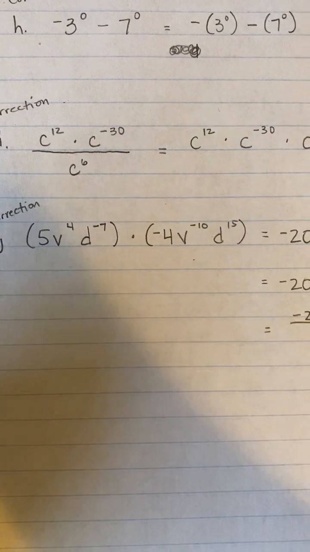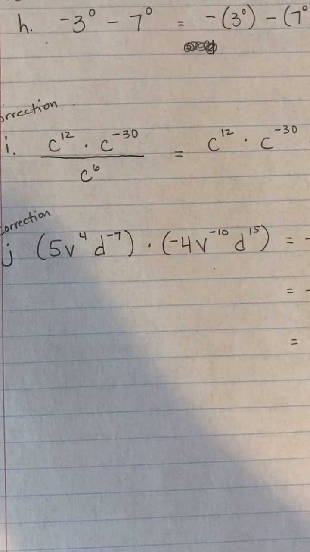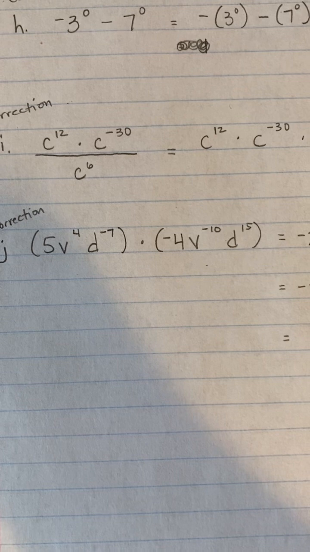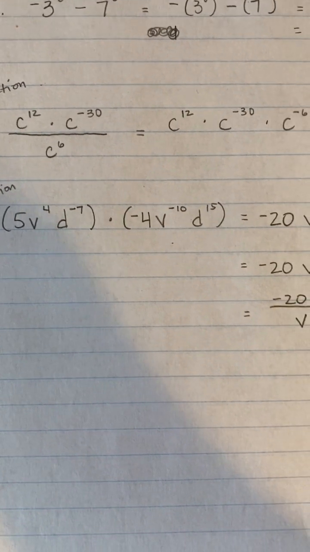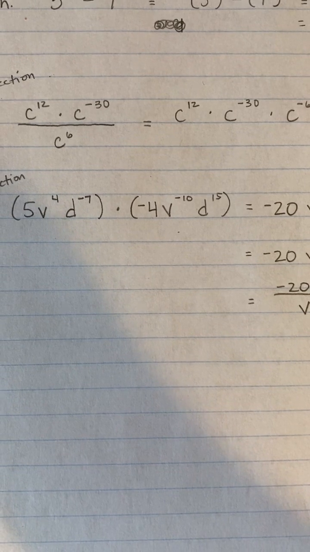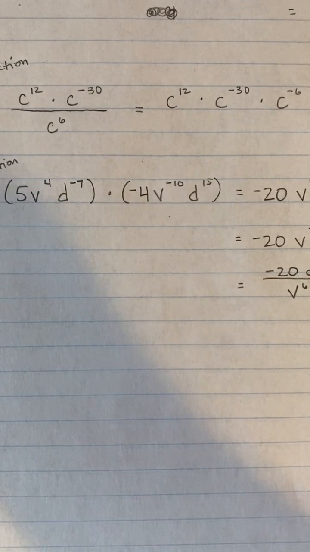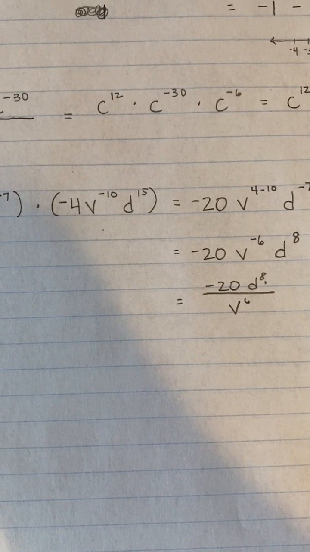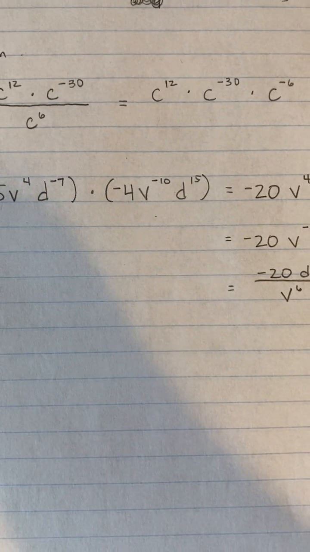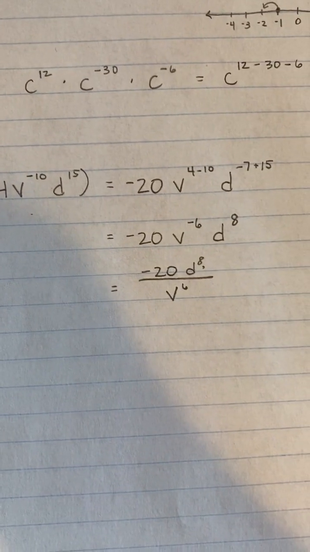Oh, this one you almost got correct too. 5 times v to the 4th times d to the -7th times -4 times v to the -10th times d to the 15th. So the 5 times the -4 is -20. You did that right. And then v to the 4 times v to the -10, you add their exponents together, or in this case, you subtract the 10 because it's negative. And then d to the -7th plus d to the 15th.